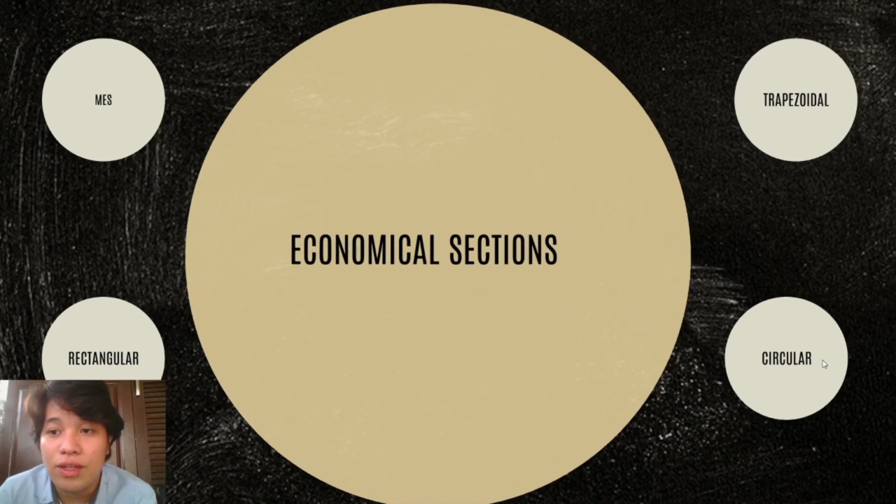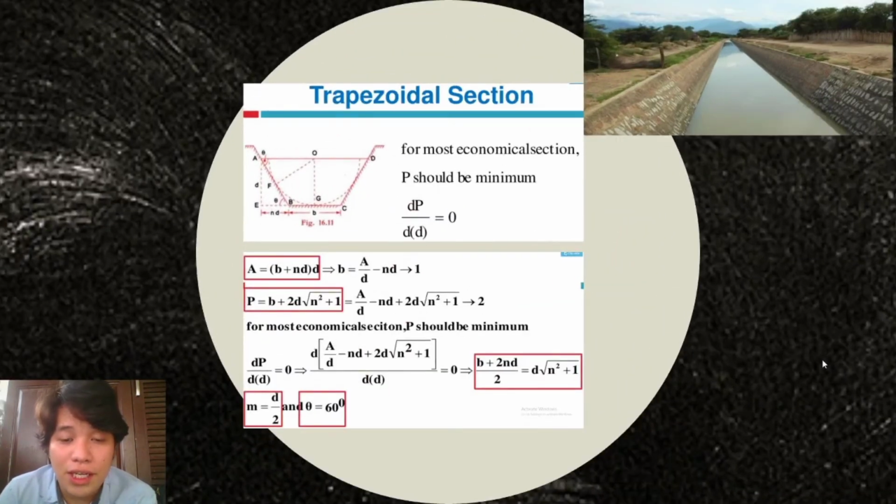And next we go to the trapezoidal section. For the most economical trapezoidal section, P should be minimum, where the area is equal to b plus nd times the depth, and the perimeter is b plus 2d square root of n squared plus 1. For the hydraulic radius, it is also in the form of d over 2, and theta will always be 60 degrees for the most economical trapezoidal section, and b plus 2nd over 2 equals d square root of n squared plus 1.